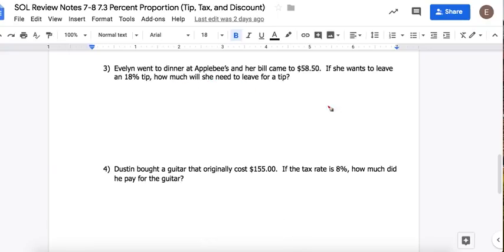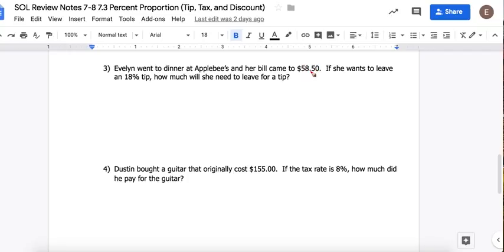Now, I'm going to show you first the practical way to do it if you were in a restaurant, and then I'm going to show you the proportion way as well. Now, the proportion way works for every single one of these problems. This shortcut will not work for the very last problem, so you will still need to know both methods.